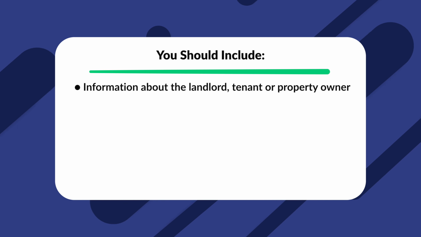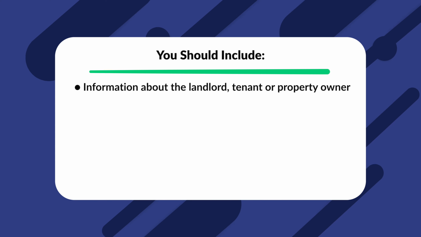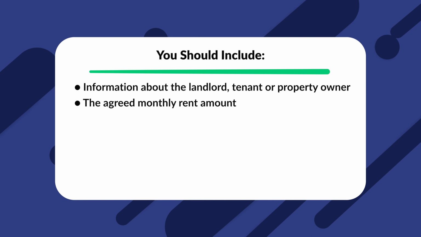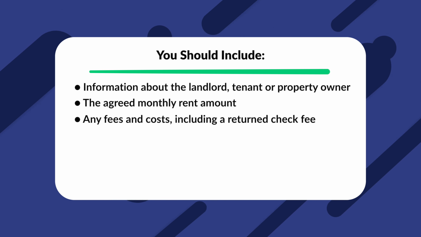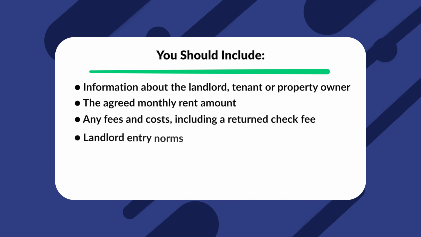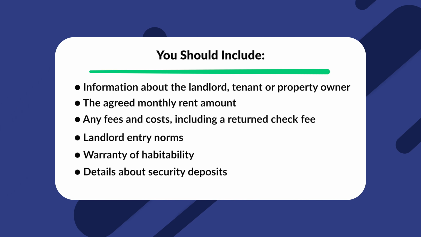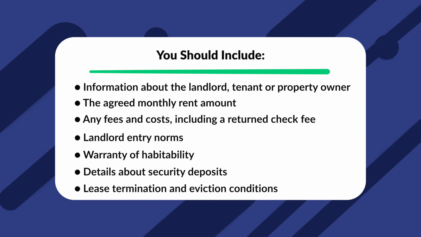Today, we're diving into an important topic for Mississippi landlords, the Mississippi Residential Lease Agreement. Let's start with what to include in your lease agreement. You should include information about the landlord, tenant, and any other party acting on behalf of the landlord or property owner, the agreed monthly rent amount, any fees and costs including a return check fee, landlord entry norms, warranty of habitability, details about security deposits, and lease termination and eviction conditions.